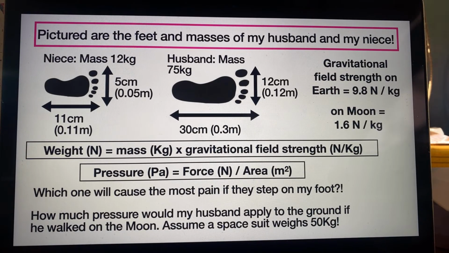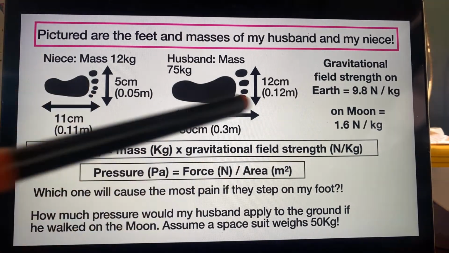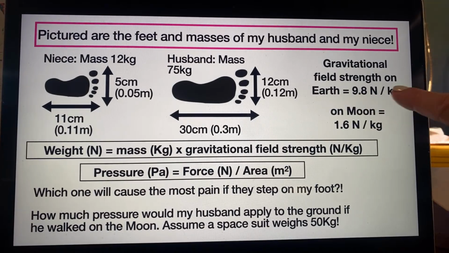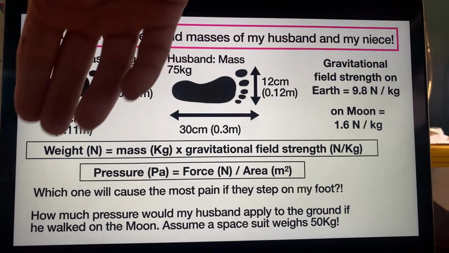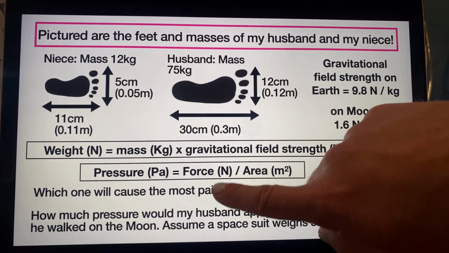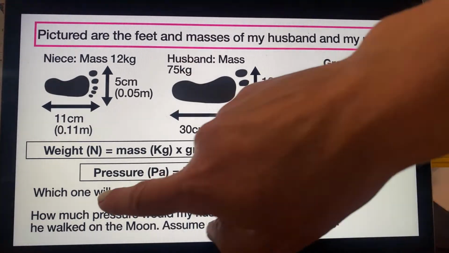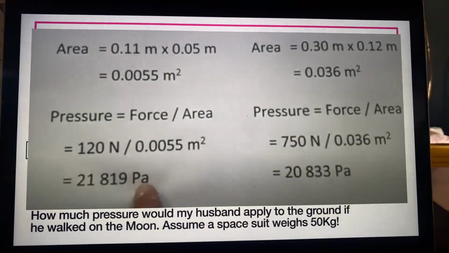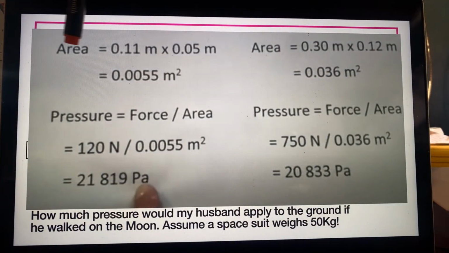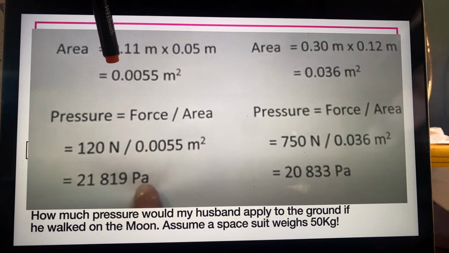So I'm just going to put the answer on the board. For that first question, I said, which one will cause most pain if they step on my foot? So you had to work out the area of my husband's foot and my niece's foot. Then you had to work out their weight by doing their mass times gravitational field strength, which was 9.8 newtons per kilogram. Then, once you had their weight, which was how much force they were being pulled down with, and the area of their foot, you could use that to work out the pressure. So for my niece, the area of one of her feet was very roughly 0.0055 metres squared. My husband has a much bigger foot, 0.036 metres squared.